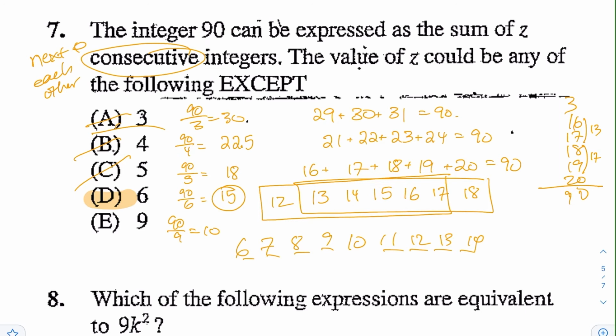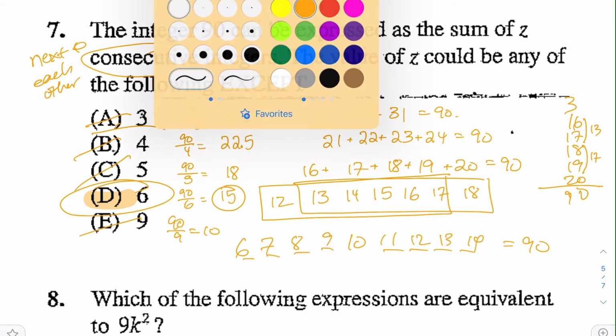This is also equal to 90. With 15, it's kind of tough because you won't get a sum of 90. So the answer is choice D if you just guess and check.